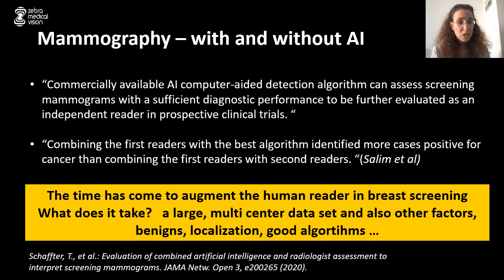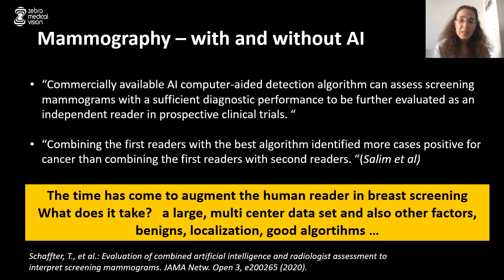And in addition to that, it is important to understand what does it take to get to this level of performance? It was noted in the paper, and you can see very clearly, that it takes a huge data set, a large multi-center data set. Of course, there are additional factors, including the inclusion of benign findings and the inclusion of localization information. Still, the best performing approaches are the ones that are trained on large data sets. This is what enables them to generalize well.